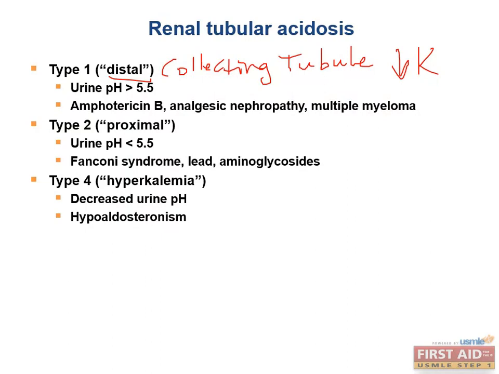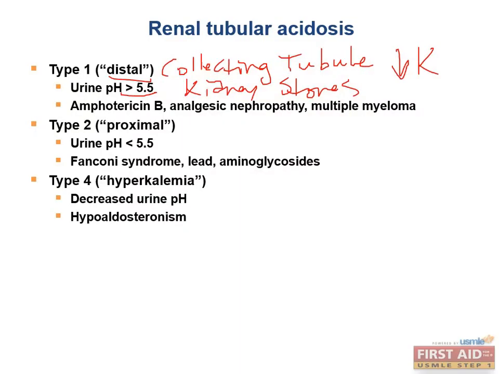Now, there's also an increase in the risk of kidney stones with type 1 RTA. And this is because the urine has a higher pH, since the hydrogen ions aren't being secreted in the collecting tubule. And the higher pH can lead to precipitation of calcium phosphate. Now, causes of type 1 RTA include amphotericin B, analgesic nephropathy, and multiple myeloma.